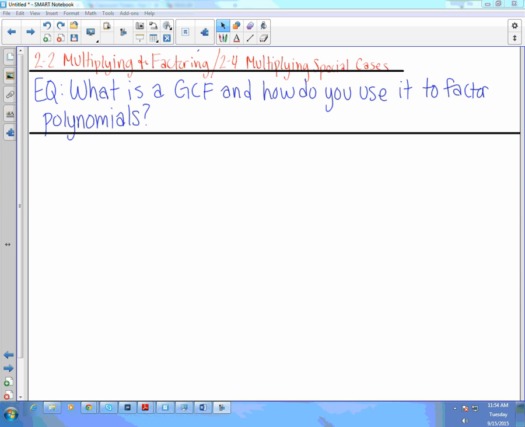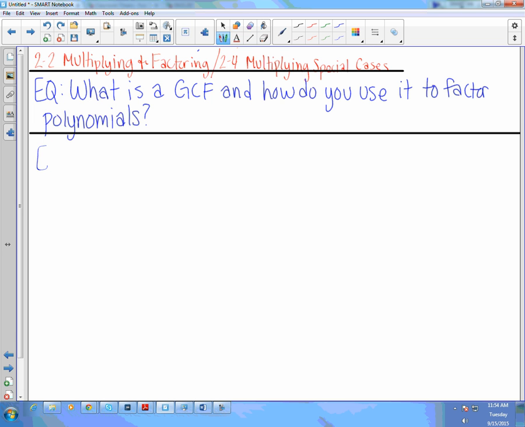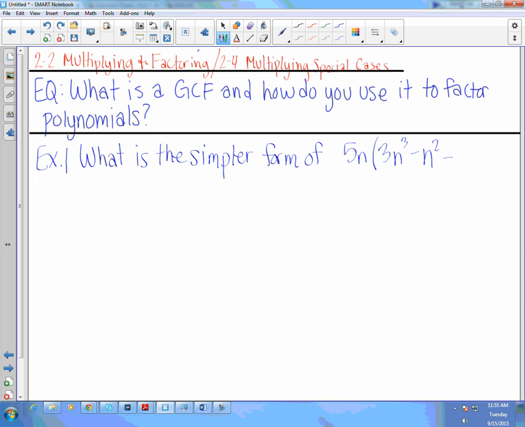Okay, the first problem, the directions say, what is the simpler form? What's another way to say that in one word? Simplify, that's the same thing. What is the simpler form of 5n times 3n cubed minus n squared plus 8? Well, that means simplify it.